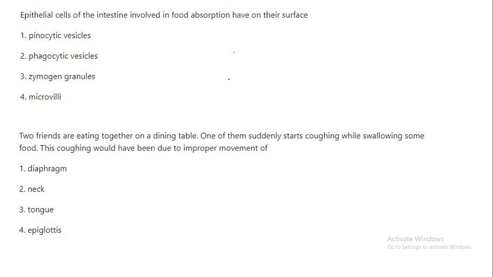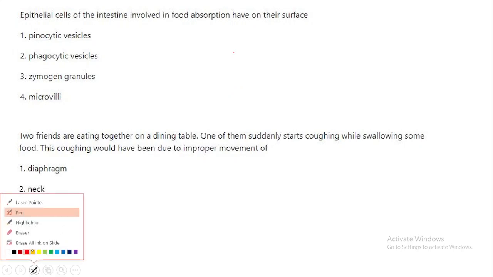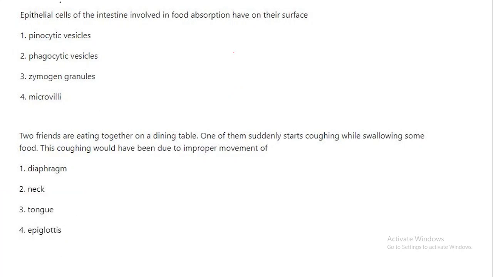But once you get the question paper in your hand, just take a deep breath. Read the question, assimilate the question in your mind, try to understand what answer is expected, then look at the options. Keeping that in mind, we'll start with the first question.